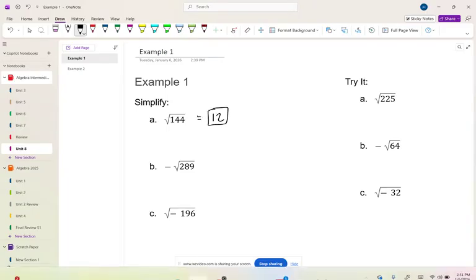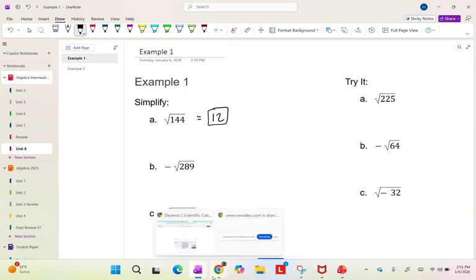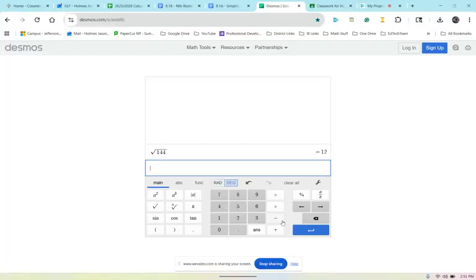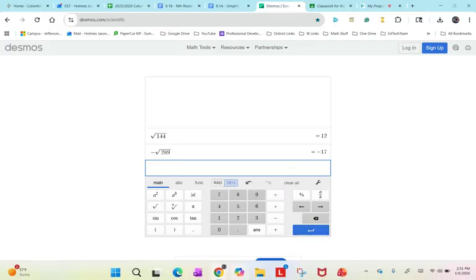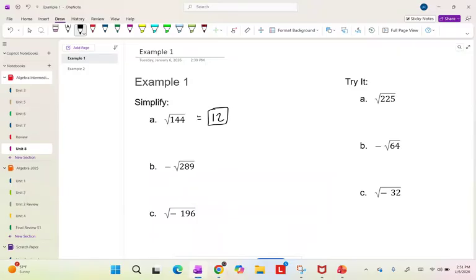Then we're going to do negative the square root of 289. So we'll put negative square root of 289, and we end up with negative 17.